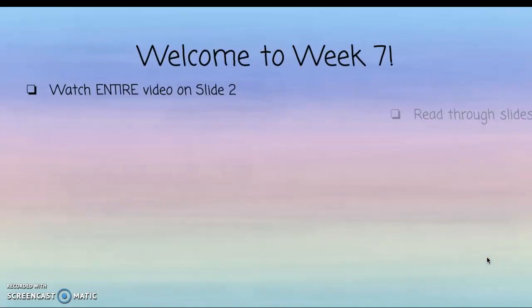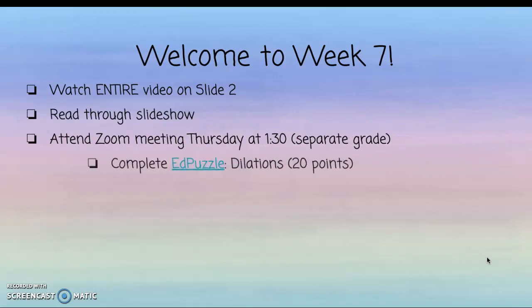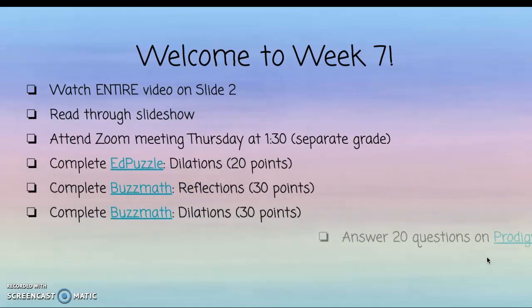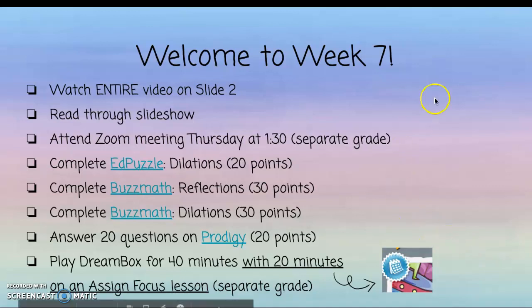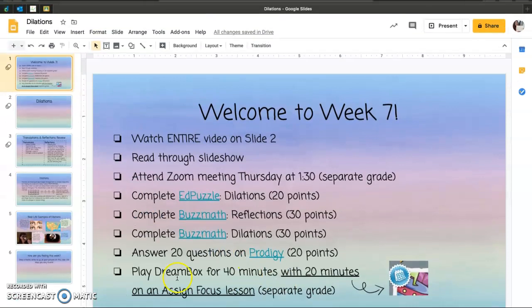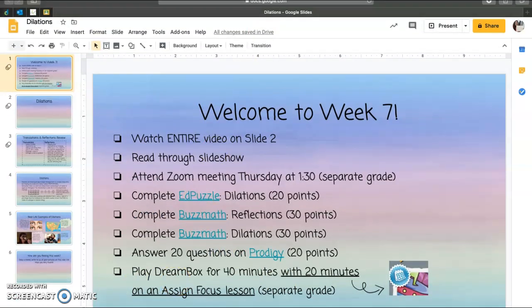Going back to here, just remember, watch this entire video. If you happened to make it to this point, I would like you to leave a private comment in Google Classroom on this assignment with your sibling's name. Choose a sibling and give me their name. So make sure you watch this entire video, read through the slideshow, which we just did, attend the Zoom meeting at 1:30 on Thursday, complete the Edpuzzle, complete the 2 Buzz Maths, 20 questions on Prodigy, 40 minutes on Dreambox, and then you're done. All right. Make sure 20 minutes of that is on an assigned focus lesson.